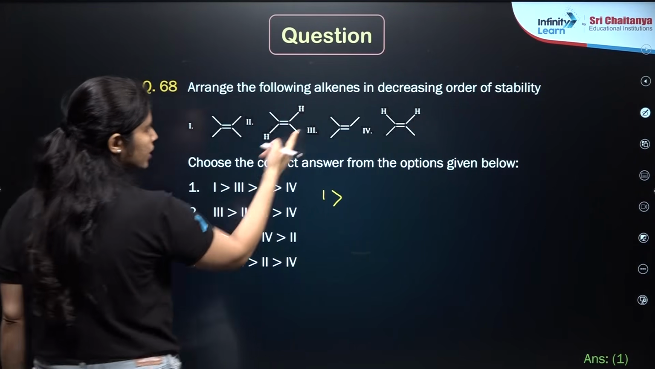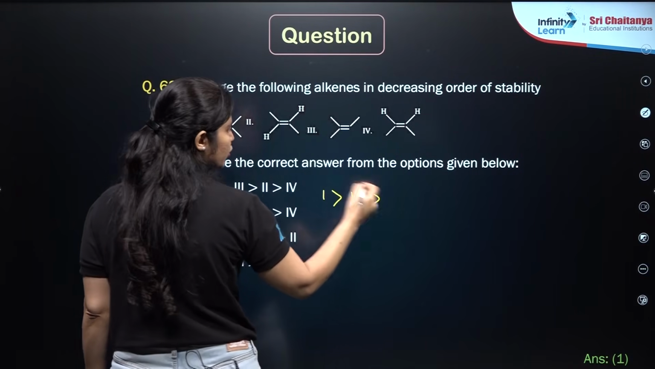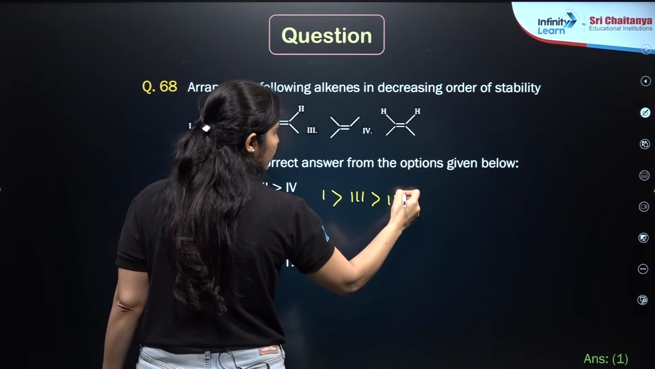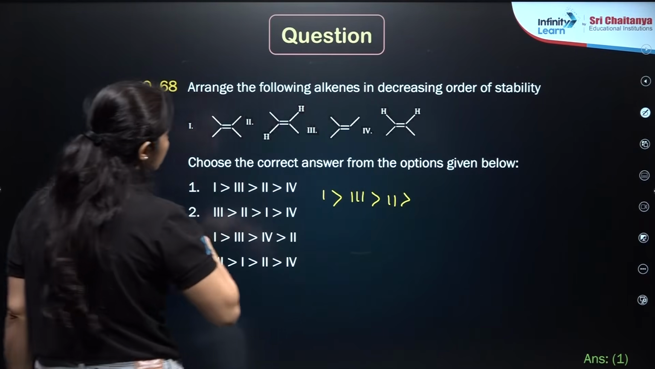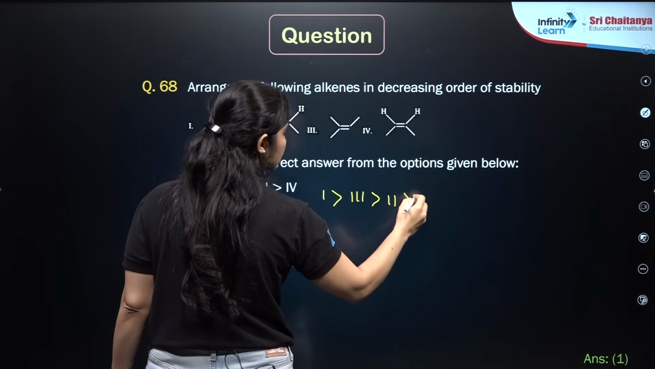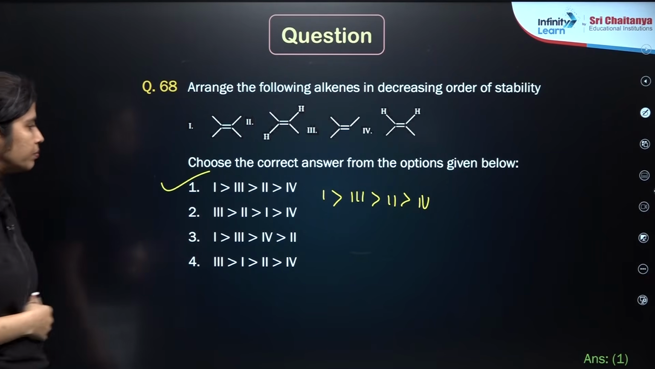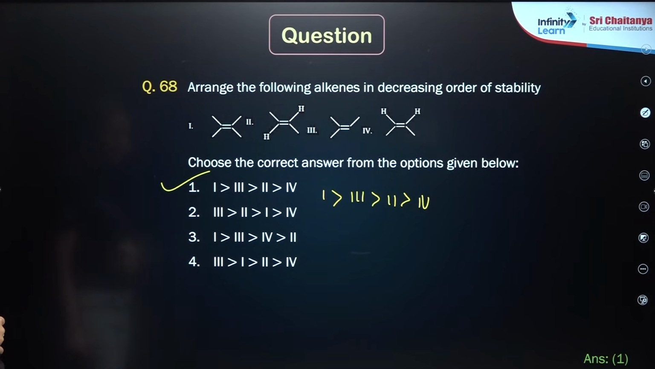After that, the next one is third. We have 3 CH3 groups over here. Then the second one, we have 2 CH3 groups, and the fourth one we have in the cis form and trans form. So this is trans and this is cis form. So that is going to be the fourth one. So the correct answer is A.